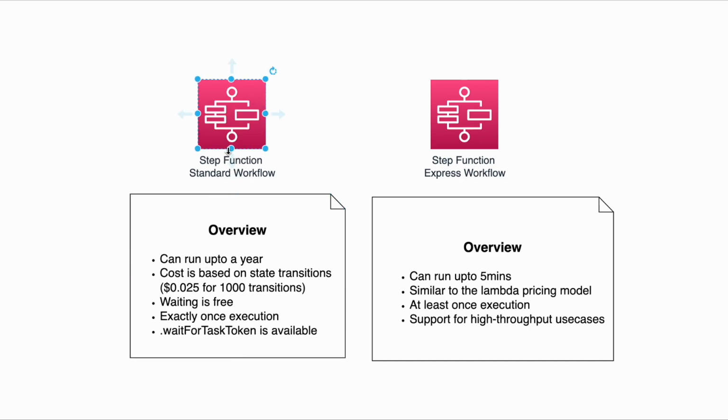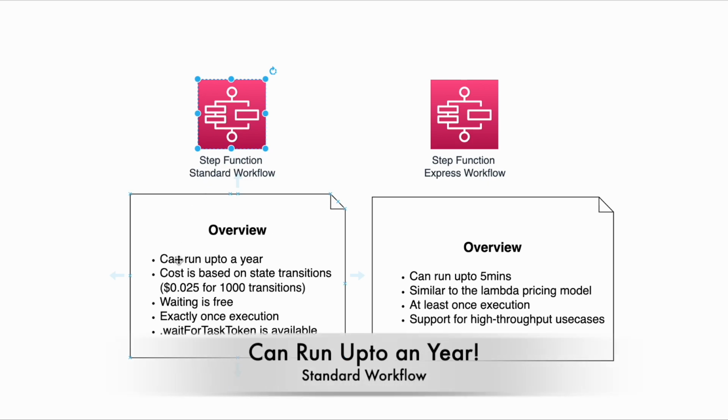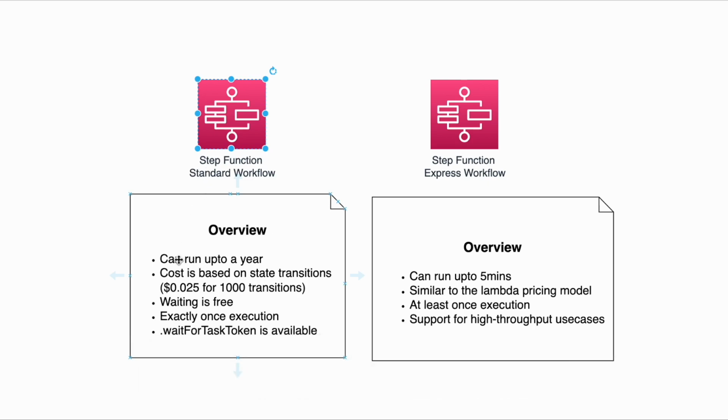When it comes to standard workflows, a standard workflow can run up to a year. So this is one of the major advantages. This essentially means you can start a Step Functions workflow today, and the standard workflow can run up to 365 days from now. During that time, you can wait for certain things to happen, and if something happens, you can proceed to the next steps in your standard workflow.